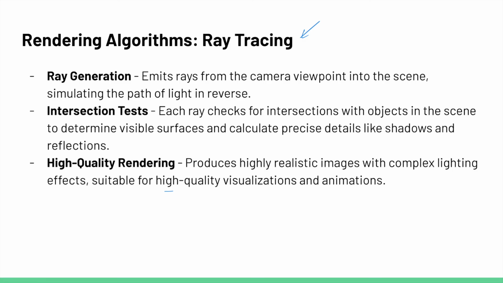And based on where these rays hit, how they're reflected, etc., basically the algorithm maps out the entire 3D scene. Each ray checks for intersections with objects in the scene to determine visible surfaces, and then calculates precise details like shadows and reflections. The result is highly realistic images with complex lighting effects, and this makes ray tracing suitable for high-quality visualizations and animations, perhaps like those seen in films.